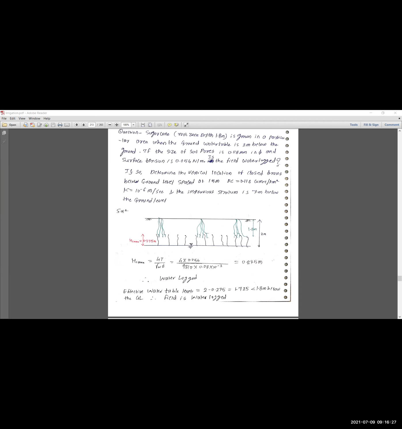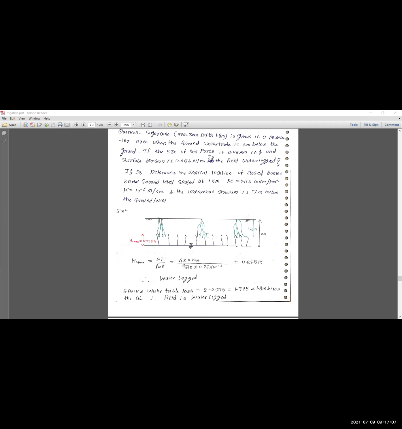And also determine the vertical location of closed drain below ground level spaced at 15 meters. Coefficient of drainage is given 0.116 cumex per kilometer square. Permeability value is given, that is 10 to the power minus 6 meter per second, and the impervious stratum is given 7 meter below the ground level.